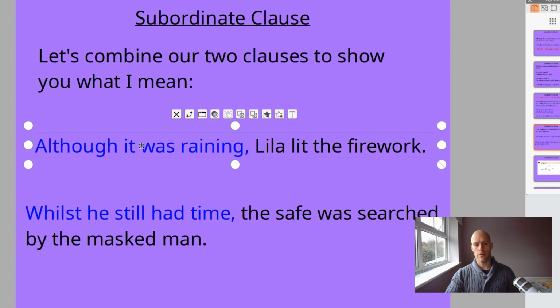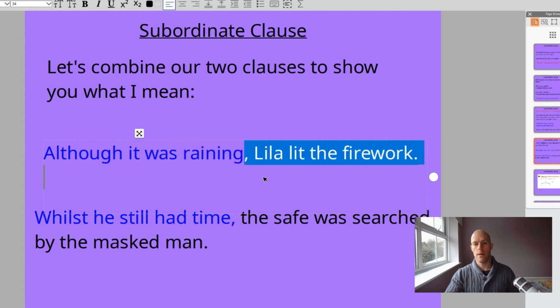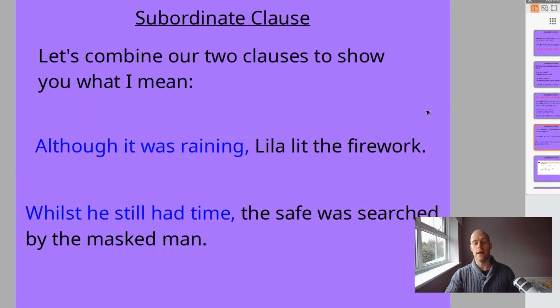Bear with me with all the terminology. Have a look on the screen here. "Although it was raining," that's our subordinate clause. "Leela lit the firework." Now it makes sense, because we've got the subordinate clause adding extra detail, "although it was raining," and the main clause, "Leela lit the firework." So: "Although it was raining, Leela lit the firework." "Leela lit the firework" would make sense on its own.